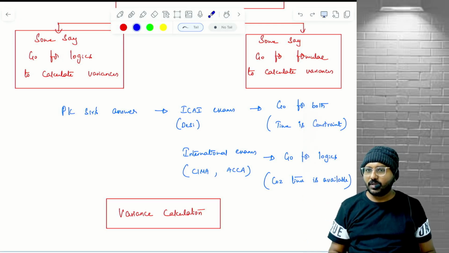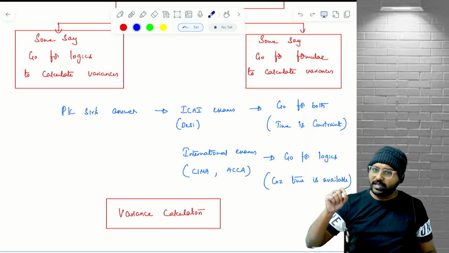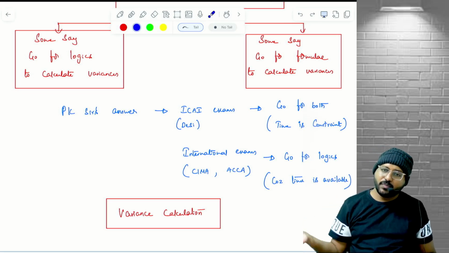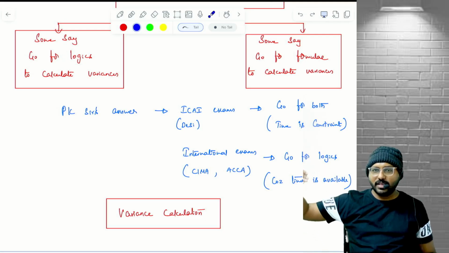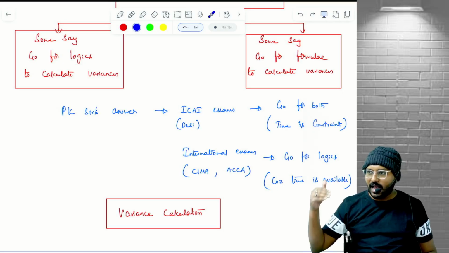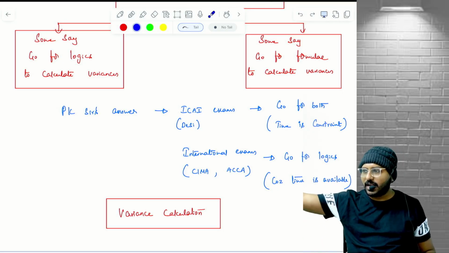Next, actual price. AP is actual price. Next, RAQ, revised actual quantity. In other words, actual quantity rewritten in standard proportion.